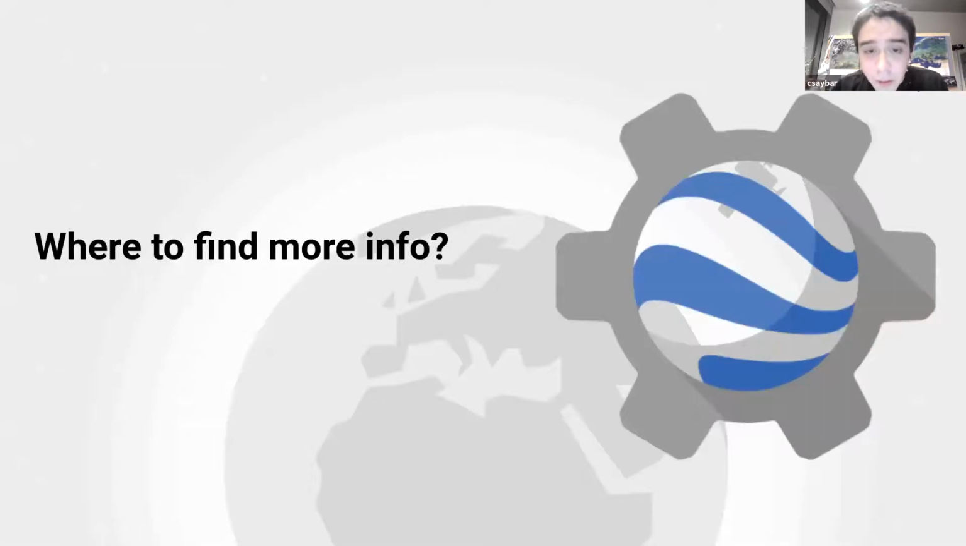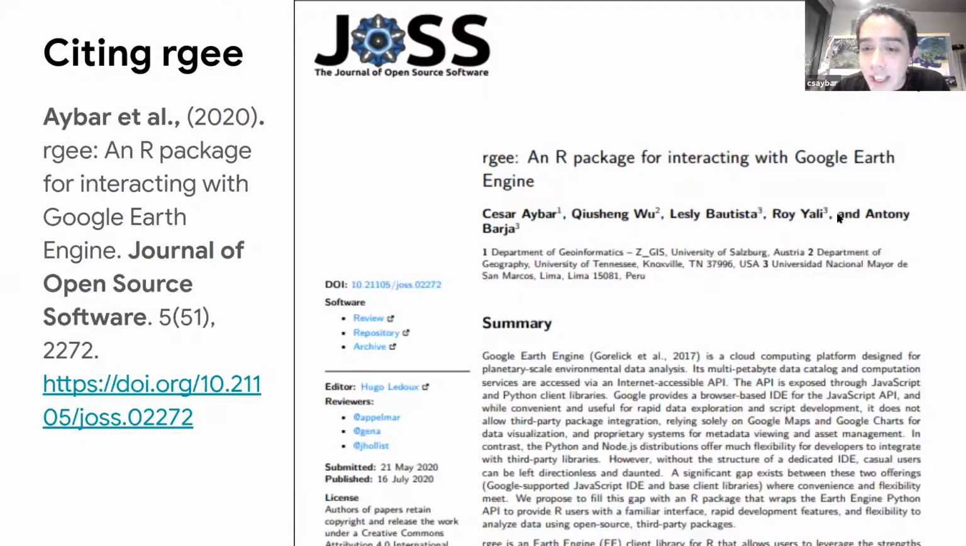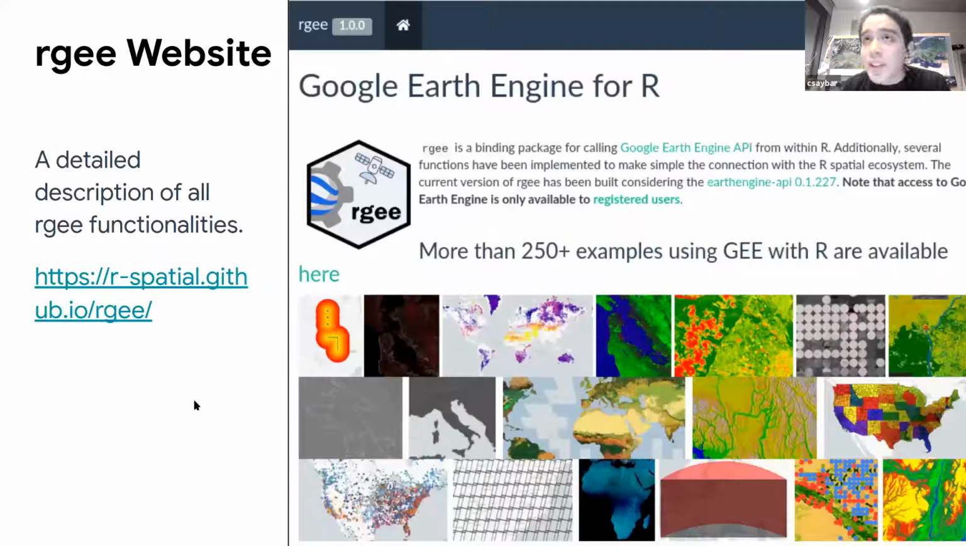Where to find more information about rgee? Three months ago we published a paper with Professor Christian Wu, Leslie Bautista, Roy Jali, and Anthony Barja. So if you find rgee helpful for your work, we would really appreciate it if you cite the paper. The paper is available here. This is the DOI. If you are interested in more information about rgee, we have this website, where you are going to find different articles about best practices, considerations, and help with the installation of rgee.